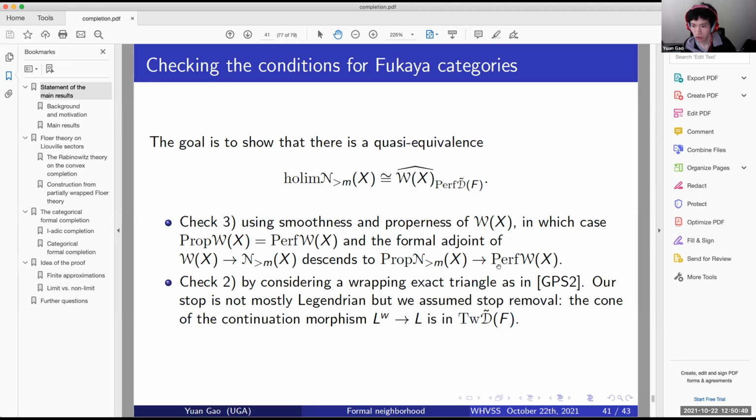Notice that the Rabinowitz exact triangle in that paper assumes a Legendrian stop, but we'll take that as an assumption. We just assume stop removal of that, namely the cone of every continuation morphism of that kind, where L_W is some wrapping of L passing through the stop once, and we want that cone. We assume that cone to be in the category of perfect complexes in D tilde, namely the image of cup. And by pulling back, you get something in perfect complex because the formal adjoint only goes to perfect complex. But that's enough for our purpose.